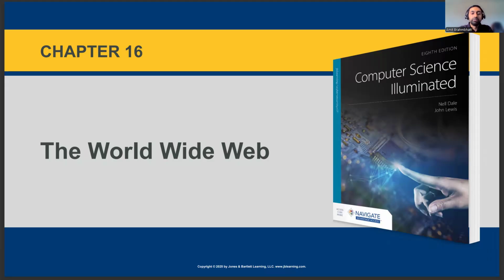Welcome to Chapter 16, the World Wide Web. In this chapter, we'll explore how the web works, how it differs from the internet, and how information is structured, delivered, and displayed. We'll look at core web technologies like HTML, CSS, URLs, XML, and server-side processing. By the end, you'll have a solid understanding of how modern web pages are built and how browsers retrieve and present online content.